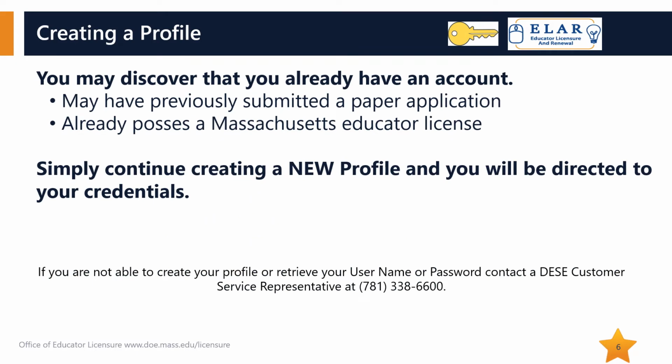When completing a profile, you may discover that you already have an ELAR account, especially if you have applied for a Massachusetts educator's license before or already hold a Massachusetts educator's license. If you find this to be true and you are unable to retrieve a username or password, contact a customer service representative at 781-338-6600.